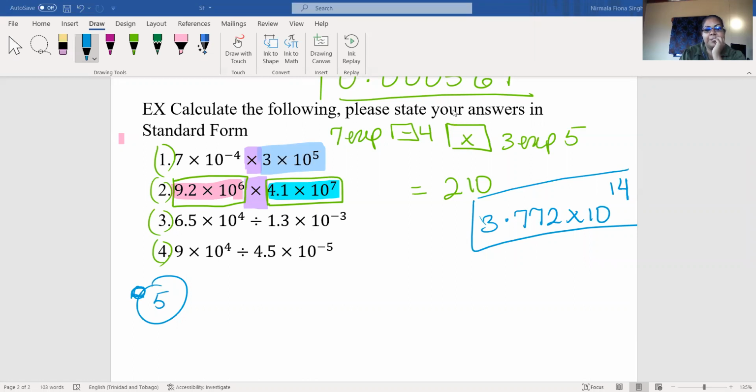That's when you work it out when you multiply all these numbers. Remember, you're talking about 9.2 by 10 to the 6, which is 9.2 million, multiplied by 41 million. When you multiply these two big numbers together, you're going to get a really, really big number. Let's try the next one.